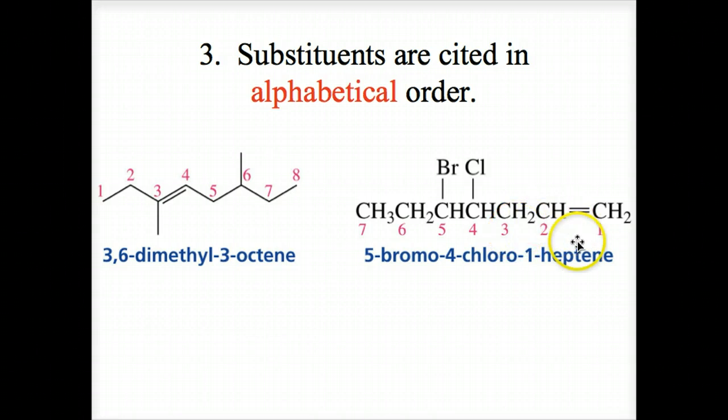And then in the example on the right, we're going to number the molecule to get the lowest number on the functional group, which is the double bond. So 1, 2, 3, 4, 5, 6, 7. And then we have 2 substituents, a bromine and a chlorine. So we number it again from right to left, and chlorine is number 4 and bromine is on number 5. But B comes before C, so we name it 5-bromo, 4-chloro, 1-heptene.